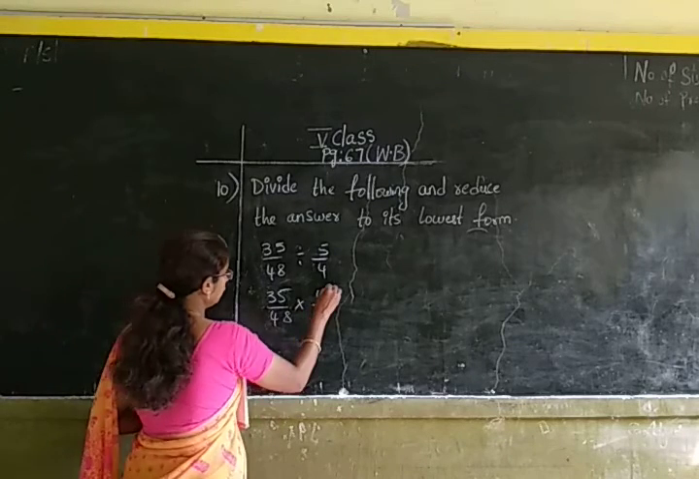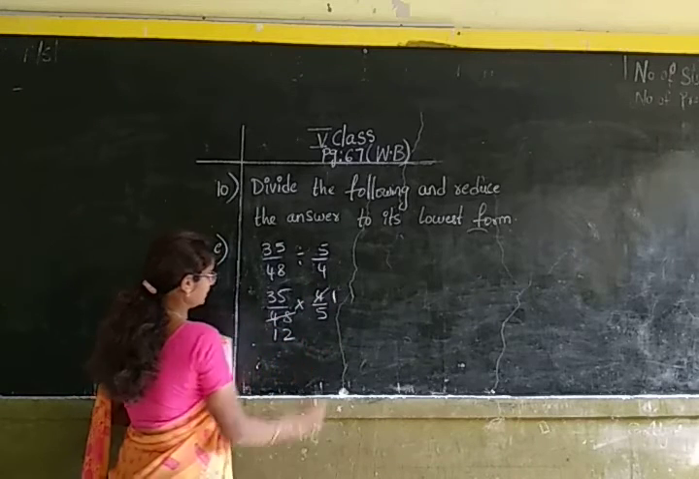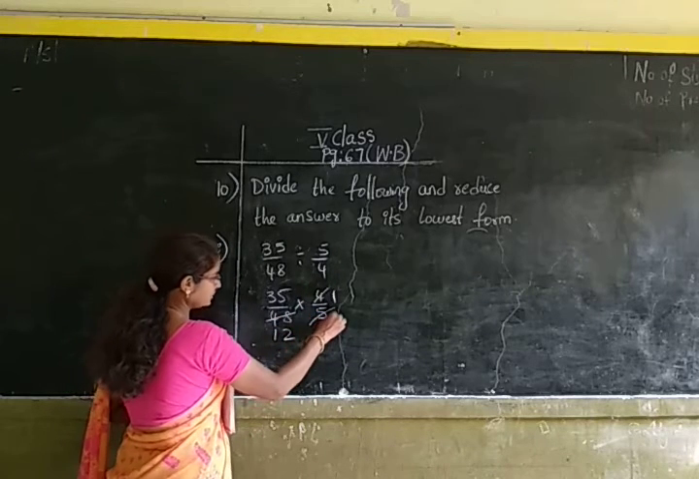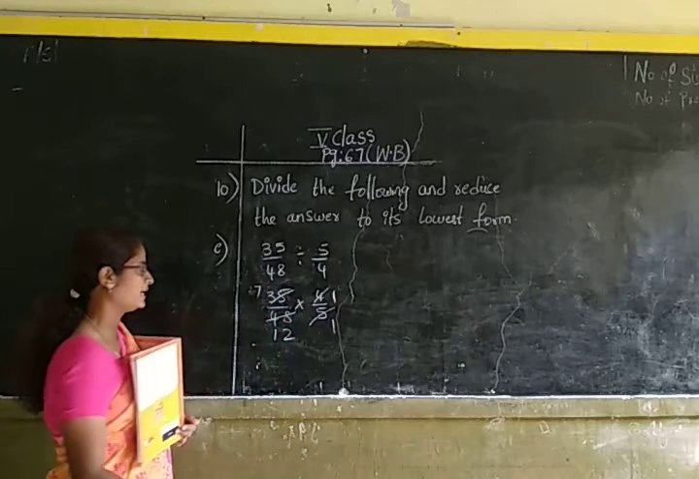Okay children? 4 table goes in 4 1 time. 4 table goes in 48 12 times. Similarly, 5 table goes in 5 1 time. 5 table goes in 35 7 times.